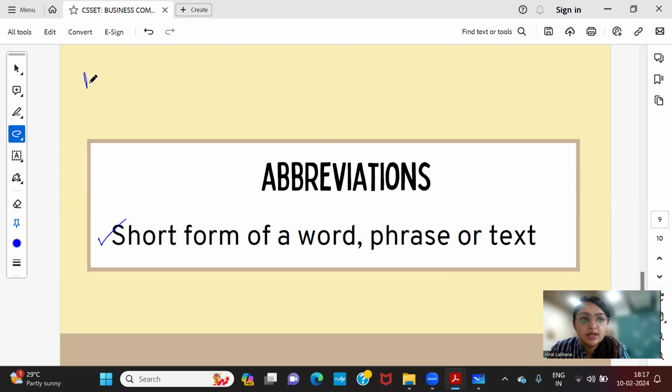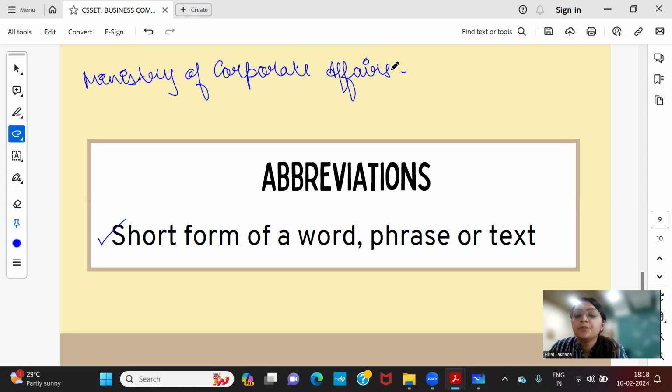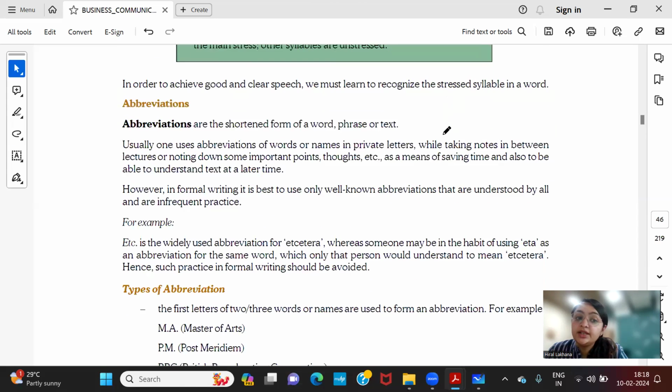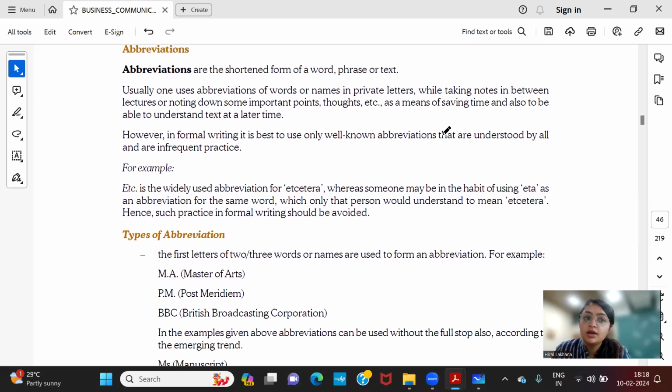Now if I am saying Ministry of Corporate Affairs, in a conversation, instead of saying the Ministry of Corporate Affairs, we can say MCA, and the conversation becomes much easier to understand, short and simple. So we can avoid the usage of additional words when we can have just one single abbreviation that can be used here. Now we can see the different abbreviations that are used in the English language.